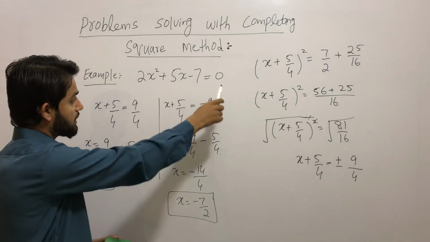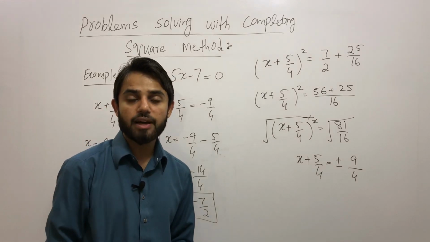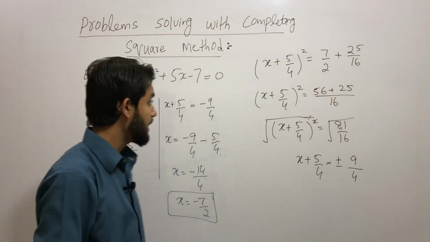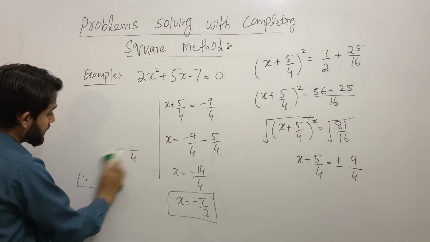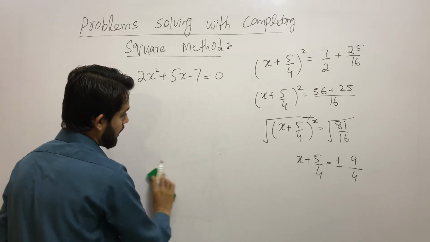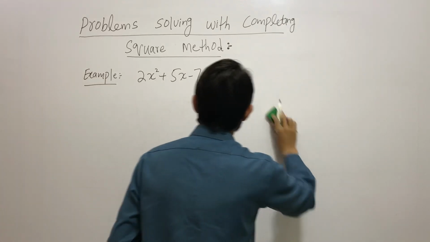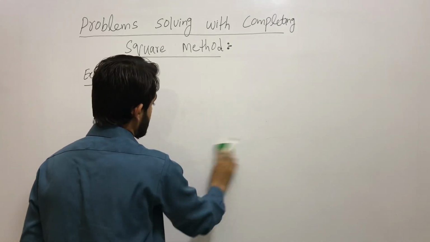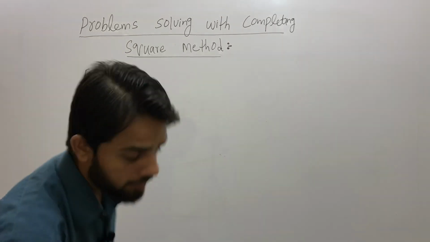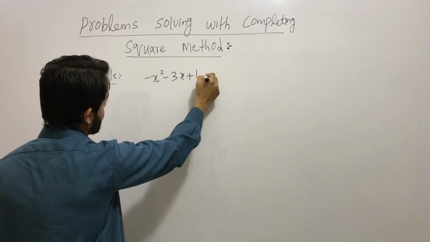You can take multiple examples and then you can eventually get good at applying the completing square method. So let's take another example which is going to be a little tougher than this, and we will solve how we can apply the completing square method on that. So the second example that we are getting is basically minus x square minus 3x plus 4 is equals to 0.